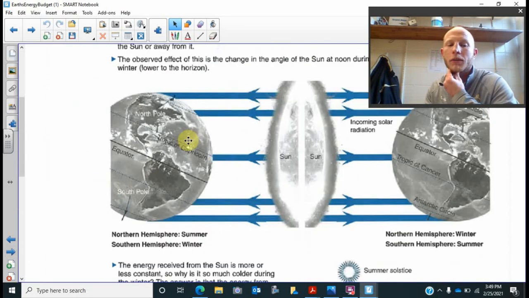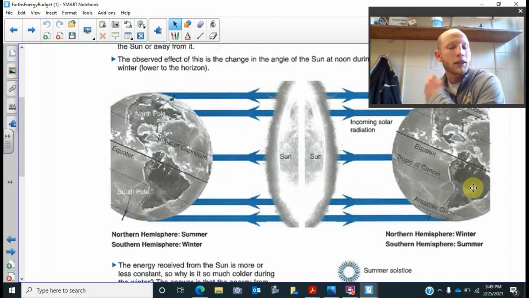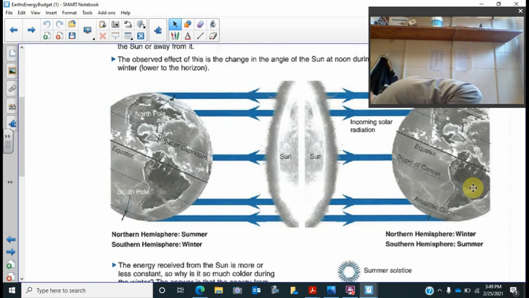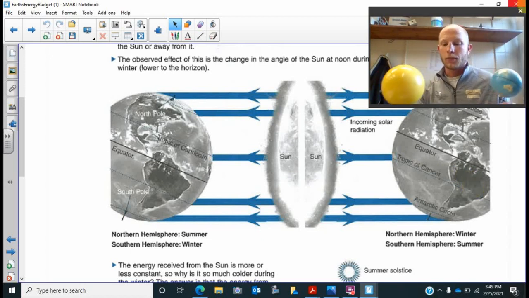Okay, now let's talk about the Tropic of Cancer and Tropic of Capricorn. So here's our Tropic of Capricorn. It's the northern latitude. This guy's actually 23.5 degrees north, while the Tropic of Cancer is 23.5 degrees south. So why is that? Well, that's actually talking about, if I come back here to my model.